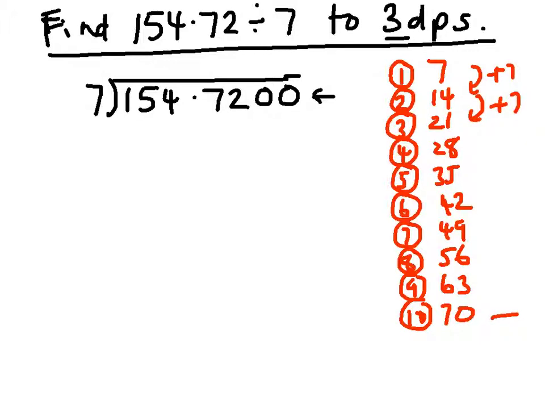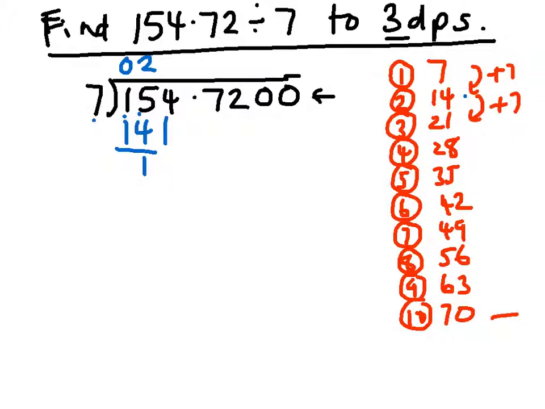Now, with the lookup table complete, we can go about answering the question. 7s into 1 don't go, so we put a 0 above the 1. 7s into 15 go, well, if we look it up here, 7s into 15 go twice because 2 lots of 7 are 14. So there we are, we've written the numbers in. Now what we need to do is to take 14 away from 15, which gives us a remainder of 1. And then we need to look at the next digit.